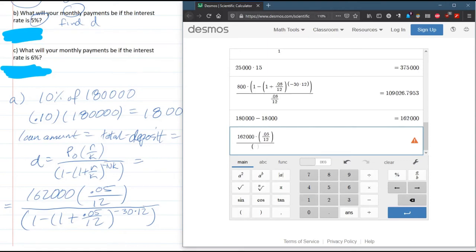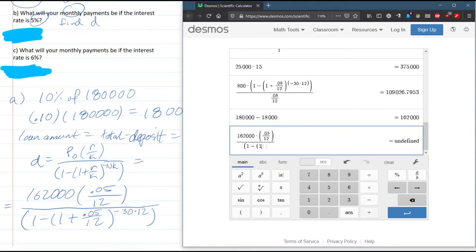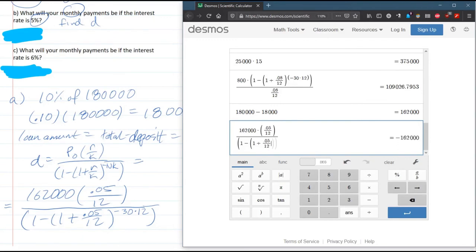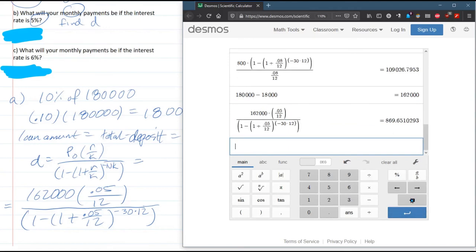Denominator, we have 1 minus parenthesis 1 plus 0.05 divided by 12, close parenthesis, raised to the power, that's a to the b. You need a parenthesis here because your exponent is complicated. Negative 30 times 12, close parenthesis. Move the cursor over, close parenthesis. Double check that it is what you wrote down. It looks good to me. And there's our 869.65.